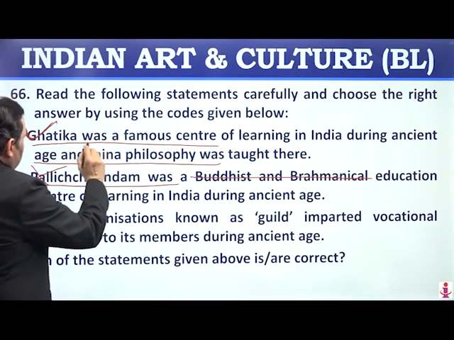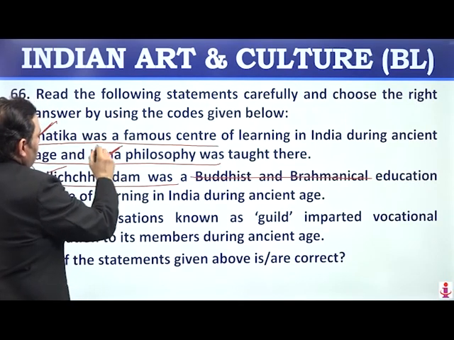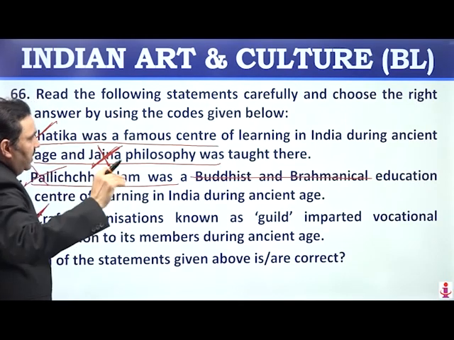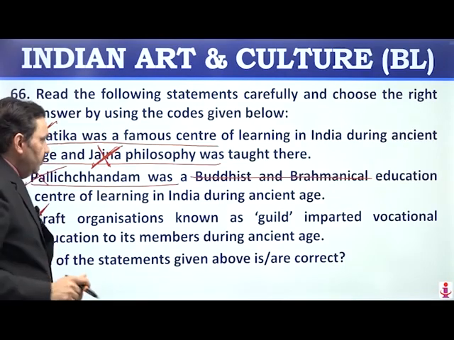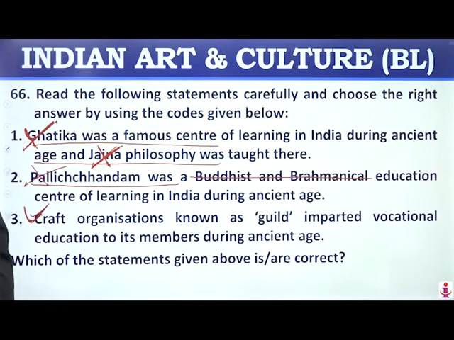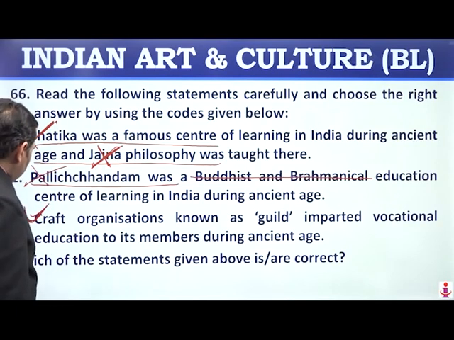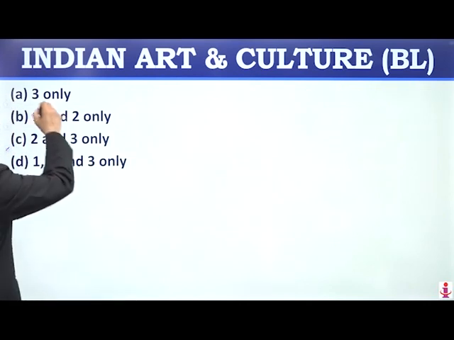Yes, so first one is also wrong here. This is not Jaina philosophy. This is Buddhist, Hindu. Gatika was a Brahminical center of learning attached to temple, not Jaina. So first one is also wrong here. Second is wrong. Palichandam was Jaina. Third is right here. So option is 3 only.